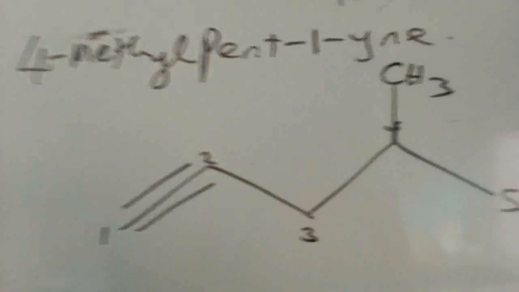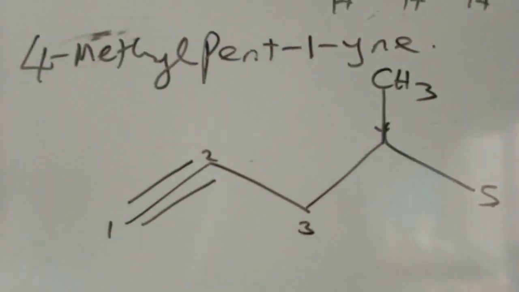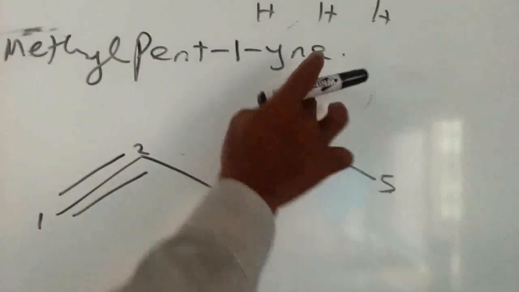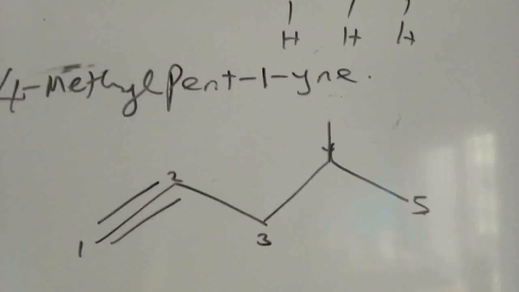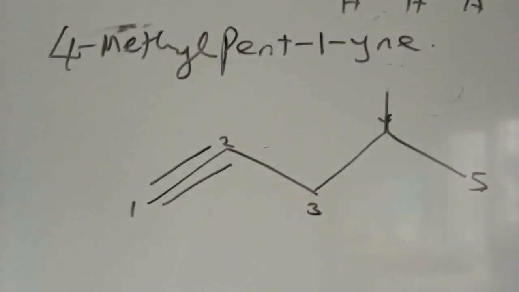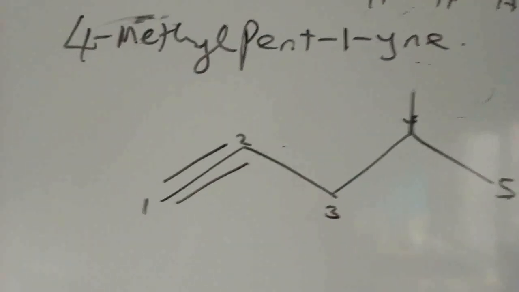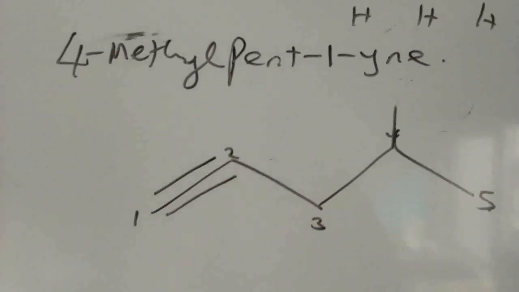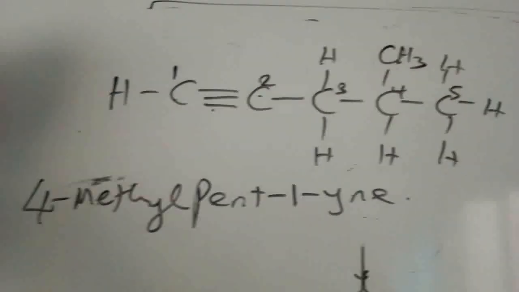This is called 4-methyl. Sorry, the methyl group does not appear as letters because the line has already been shown. That line indicates the methyl group. Yeah, 4-methylpent-1-yne.